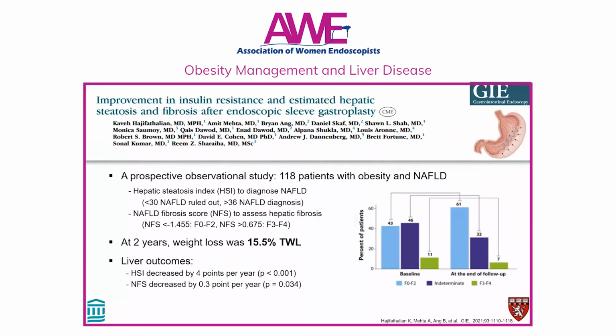So what's the data on ESG and fatty liver? Here's a study from Reem Sharaiha at Cornell. She looked at 118 patients with obesity and NAFLD who underwent ESG. In the study, they defined NAFLD as having a hepatic steatosis index score of greater than 36. At 2 years, patients experienced 15.5% total weight loss. Additionally, if you look at the graph on the right, the proportion of patients with F3 to F4 fibrosis decreased from 11% to 7%, and the proportion of patients with F0 to F2 increased from 43 to 61%.